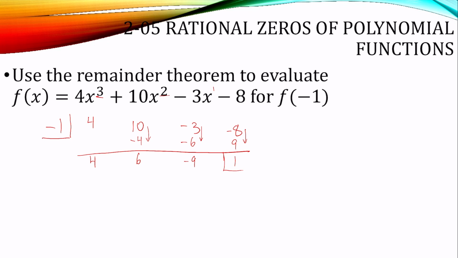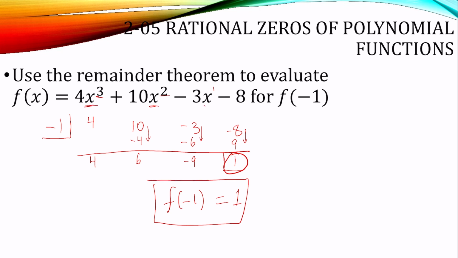So, according to our remainder theorem, our remainder is the value of the function. So f of negative 1 is 1. Which you could also get by simply plugging in a negative 1 for all the x's, and you'd get 1. However, if we were doing something with a bigger number than negative 1, it'd be faster just to do the synthetic division than straight substitution.